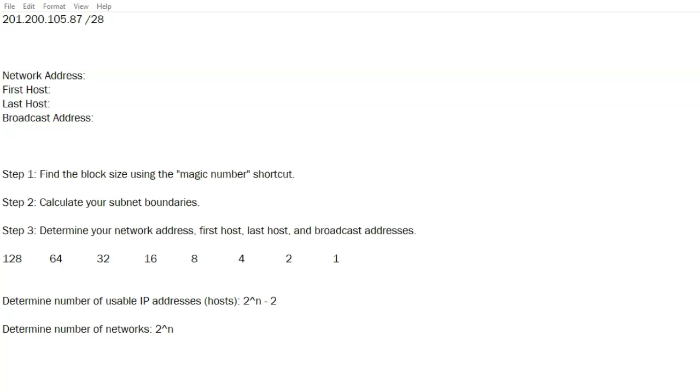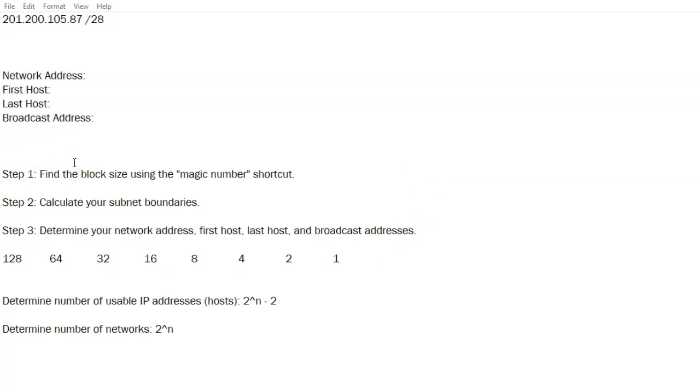What I want to show you is a system that works for me to help me calculate subnet boundaries and to quickly and easily determine some of the information that a question may ask for. Some questions will ask you to determine the network address, first host, last host, and broadcast address. Other questions may ask for simply one of those items. So if you look here, I've got a few steps outlined, and I'll go over these as I work through this problem.